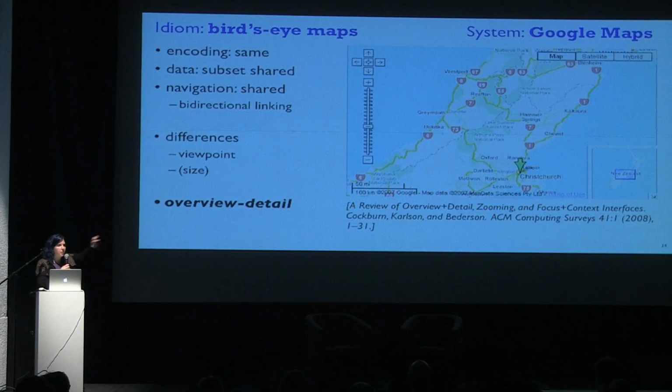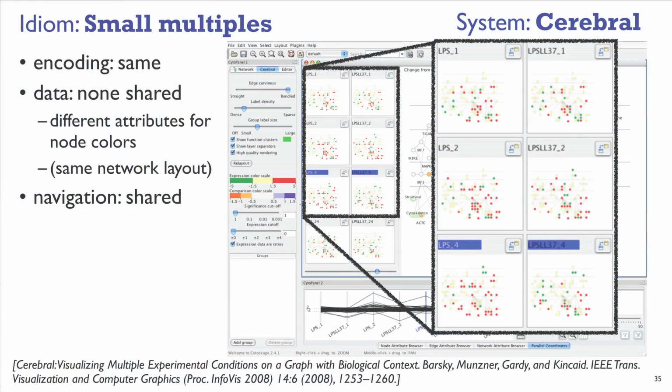So these are another extremely common metaphor. We'll call this overview detail as an idiom, as a design choice. What's another thing we could do? Well, with small multiples, we've got the same visual encoding, but the data is partitioned between the views so that they don't have any shared data. But the fact that they're using a similar visual encoding is what allows you to compare between them.